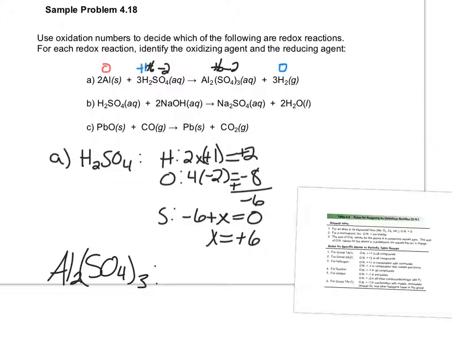All right, so for oxygen, I've got 4 times 3, right? So I've got 12 of those times -2. That's equal to -24. Let's see, my sulfurs, I've got 3 of them. 3 times +6, that's equal to +18.